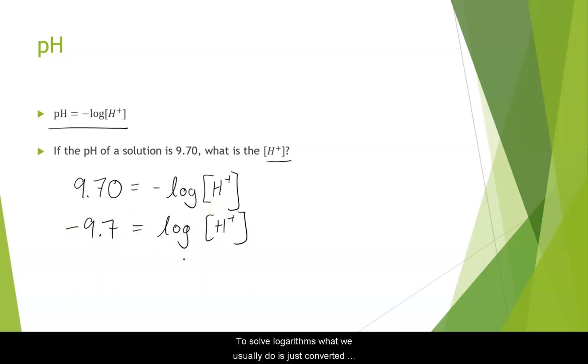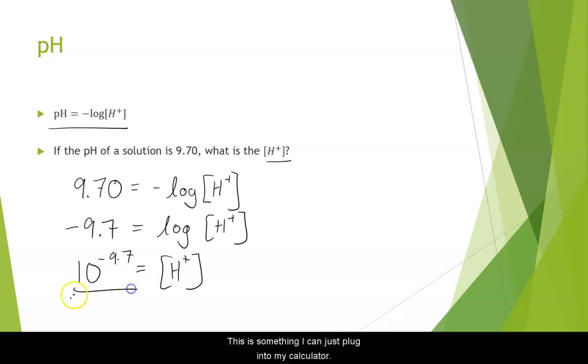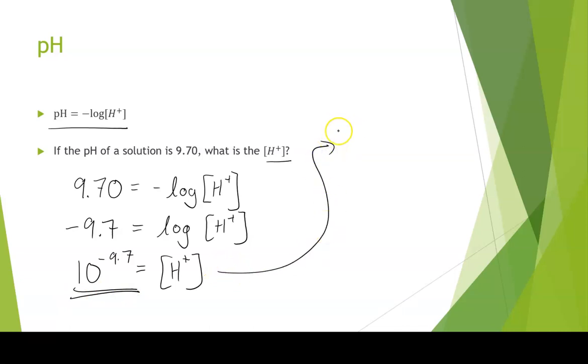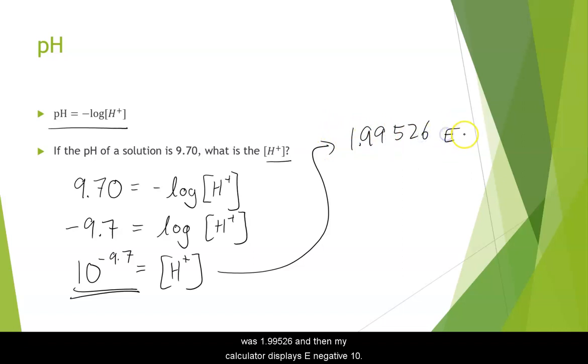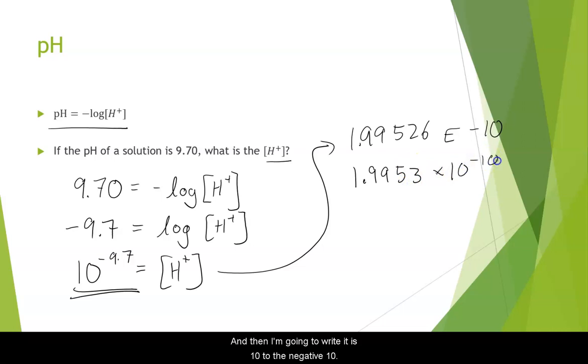To solve logarithms, what we usually do is just convert it into exponential form. Since the base of common log is 10, that means we have 10 to the negative 9.7 power equals the concentration. This is something I can just plug into my calculator. And what I got was 1.99526, and then my calculator displays E negative 10. Let's round this to 4 decimal places, so I'm going to leave it as 1.9953, and then I'm going to write it as times 10 to the negative 10th.